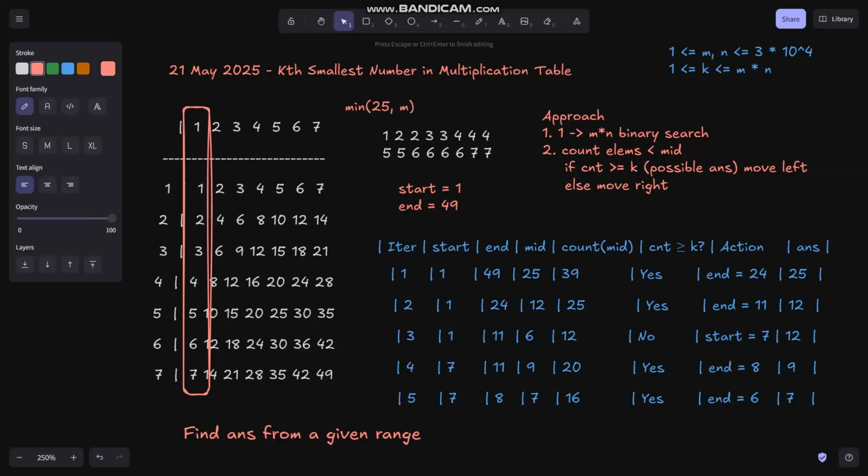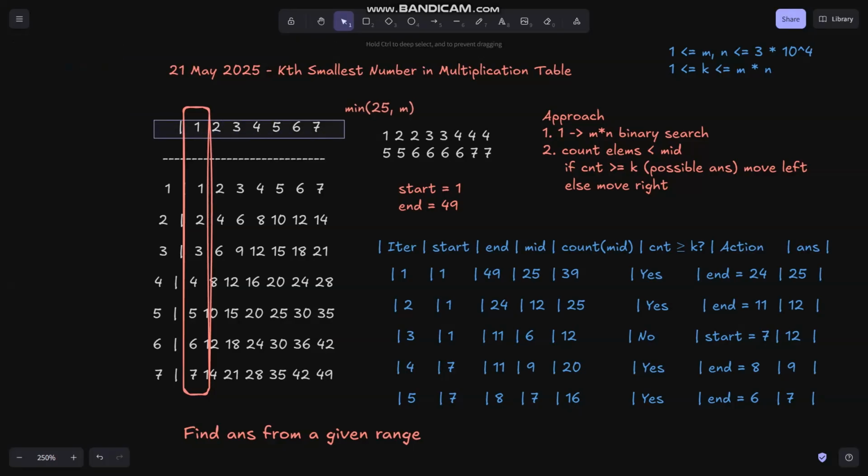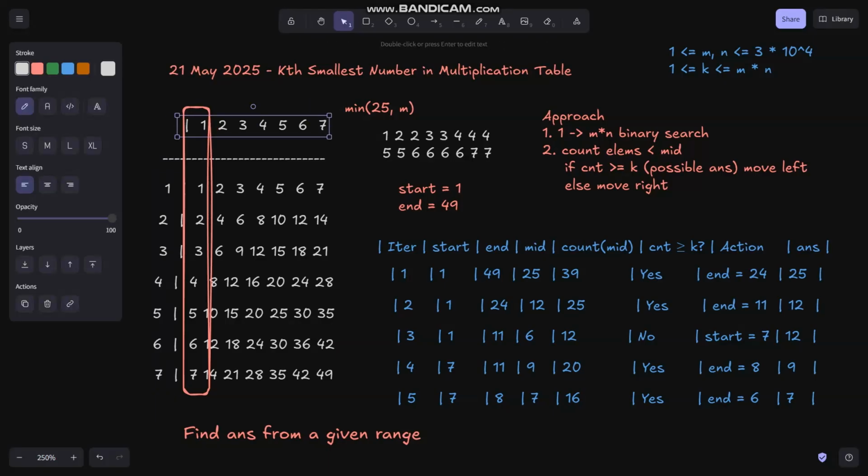If you are traversing here, you have to take this value as your m, and if you are traversing here in this range, you have to take this value as your m. Okay, so if you look at the table of 2, you will get it better.